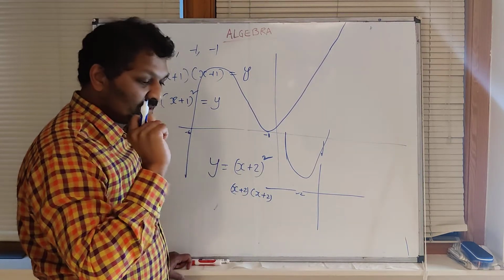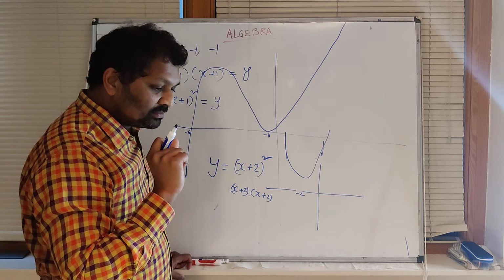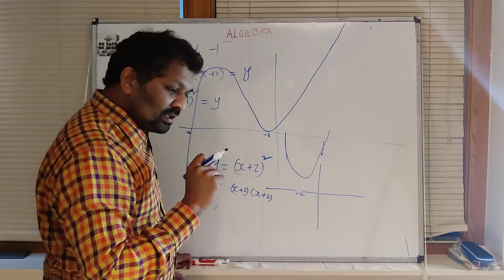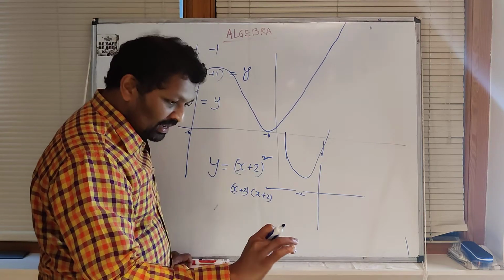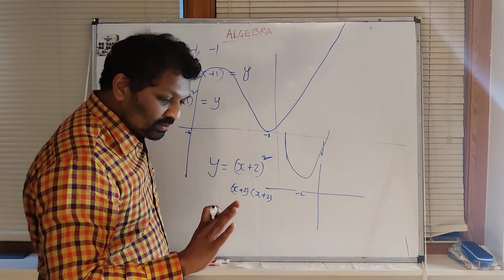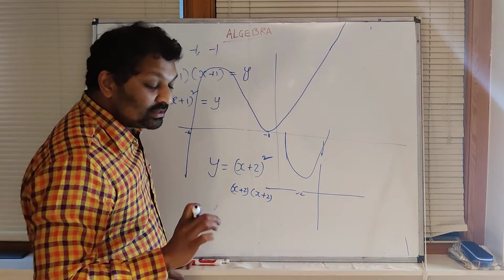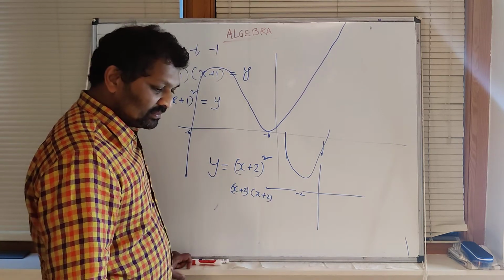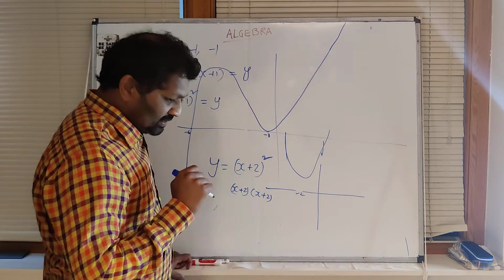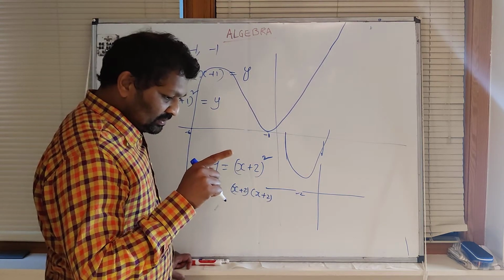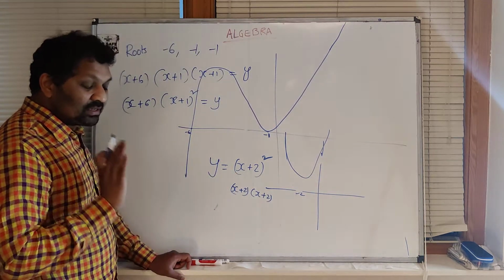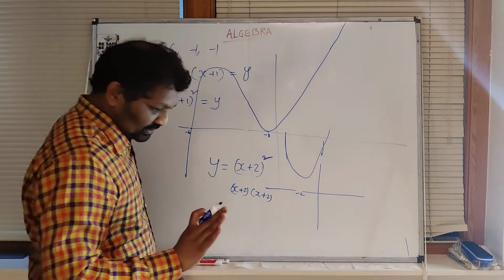But how? A quadratic equation without roots? How? Exactly how? It is a quadratic equation without a root, but one condition is b square minus 4ac is a negative number. It's a quadratic equation, there is no doubt, but b square minus 4ac is a negative number wherein it has no roots.